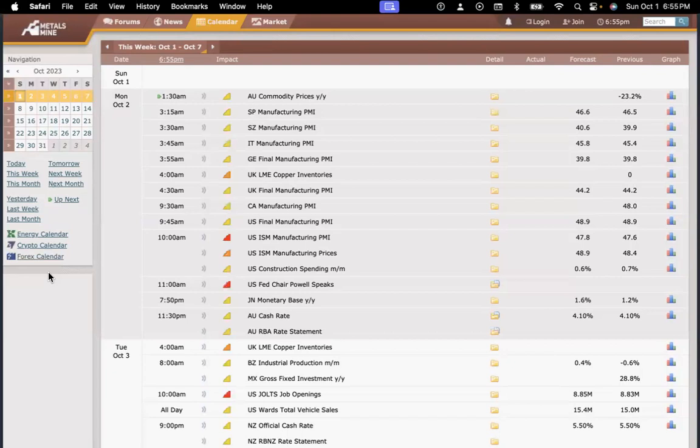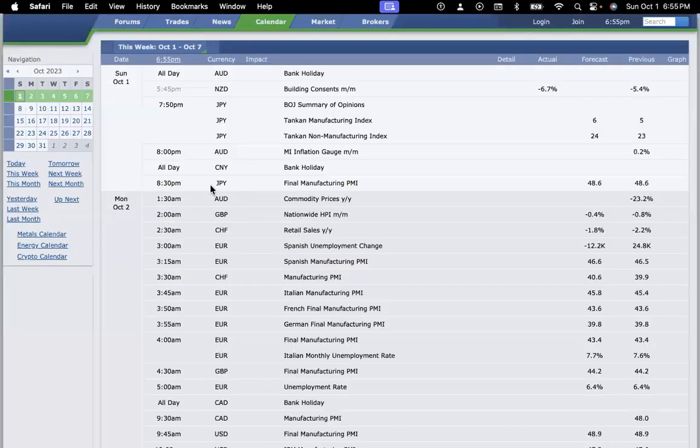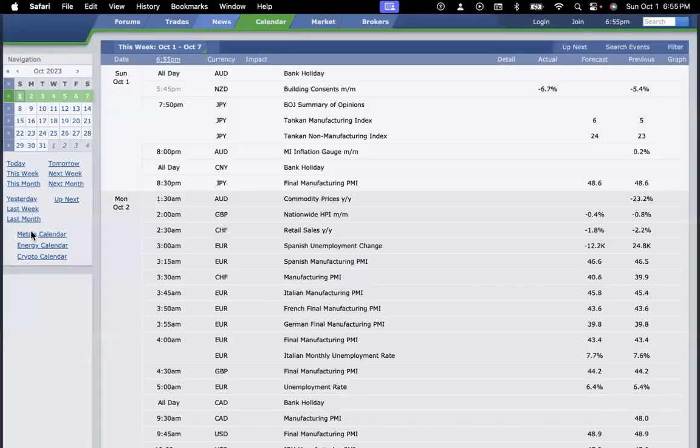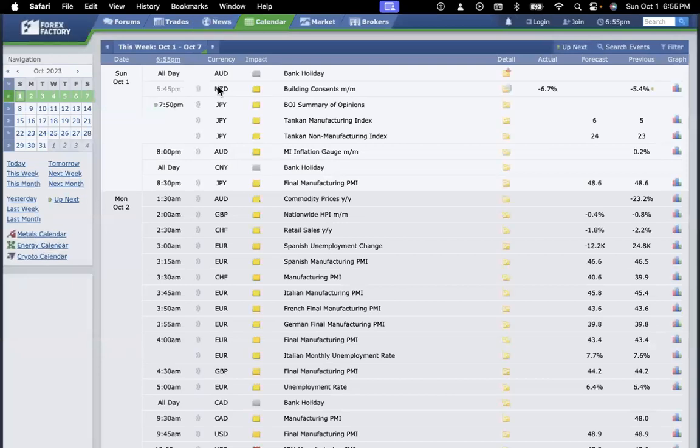So yeah, we're just going to go back to Forex Factory. It's the same thing, Gerald, but if you want to switch the calendar based on the asset, you click calendar at the top, and then you click on the left side over here which one you want to look at. So metals, energy, or crypto.